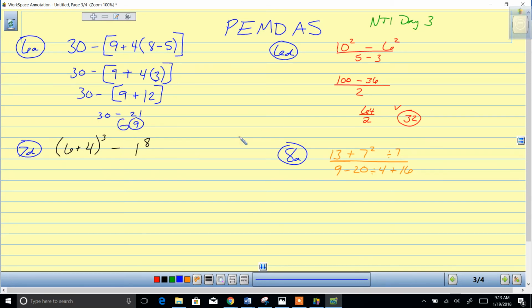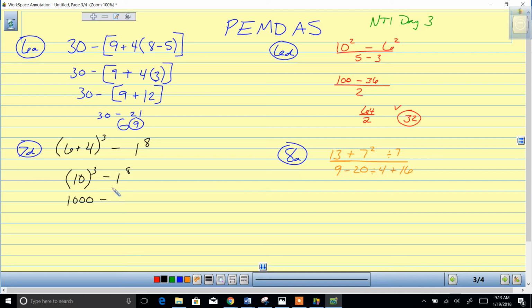Okay, let's move on. Next one real quick. Start off in the parentheses. 6 and 4 make 10. After you get parentheses, you're looking to do exponents. You have 2 sets of exponents here. 10 to the 3rd power is not 30. It's 10 times 10 times 10. And 10 times 10 is 100, and 100 times 10 is 1,000. So you actually get 1,000 from all of that when you do 10 to the 3rd power.